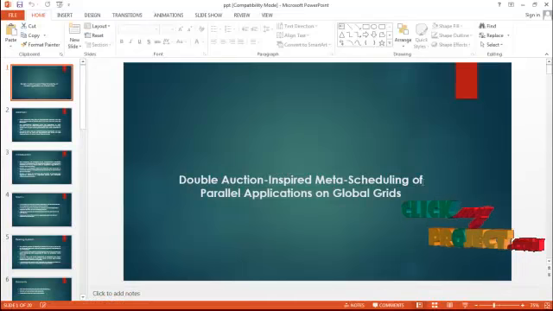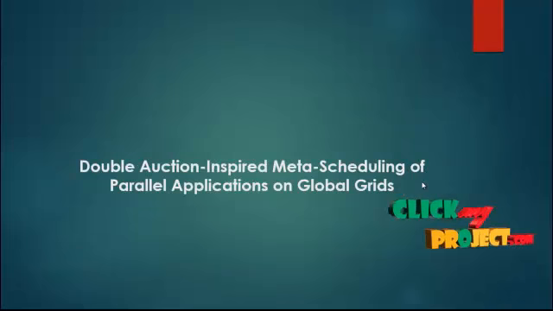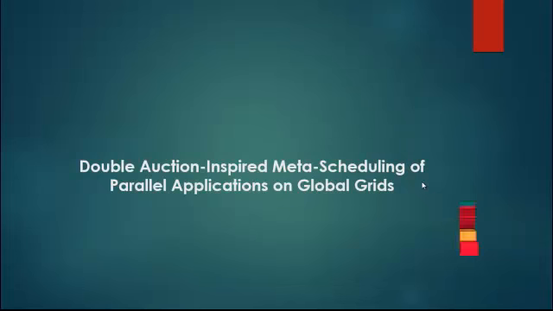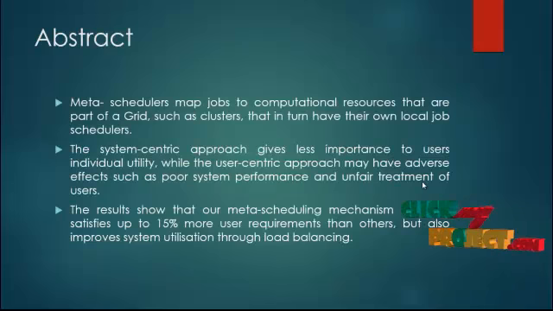Double action inspired meta scheduling of parallel applications on global grids. In this process we're going to apply meta scheduling to map the jobs between the two resources, as well as the parts of several jobs submitted by the user. The system-centric approach gives less importance to the user, and the approach is adverse to the system performance, like creating the GridSim.